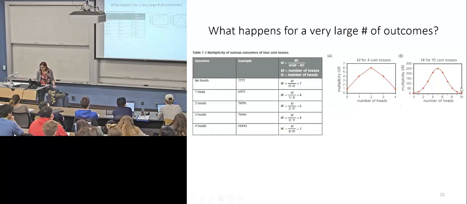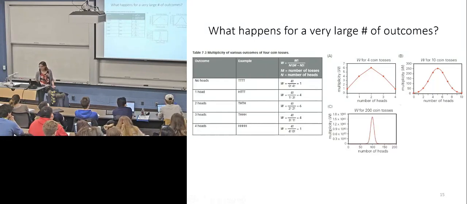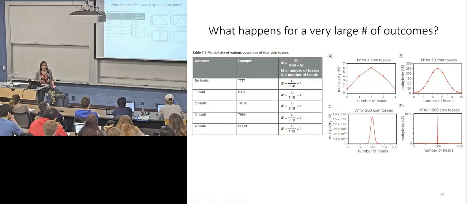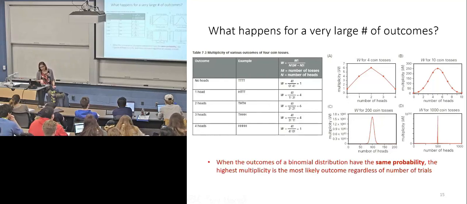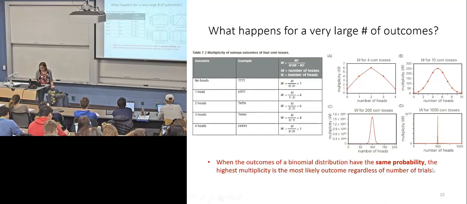This confirms it. Here's what it looks like for 200 flips. Here's what it looks like for 1,000. When the outcomes of a binomial distribution have the same probability, so the odds are 50-50 for your 2 things, the highest multiplicity is the most likely outcome regardless of number of trials. It doesn't matter how many you go. The center of this will always be the most probable outcome.